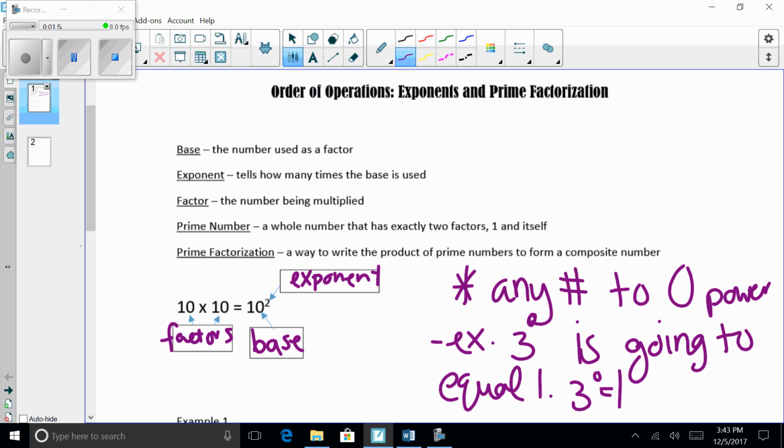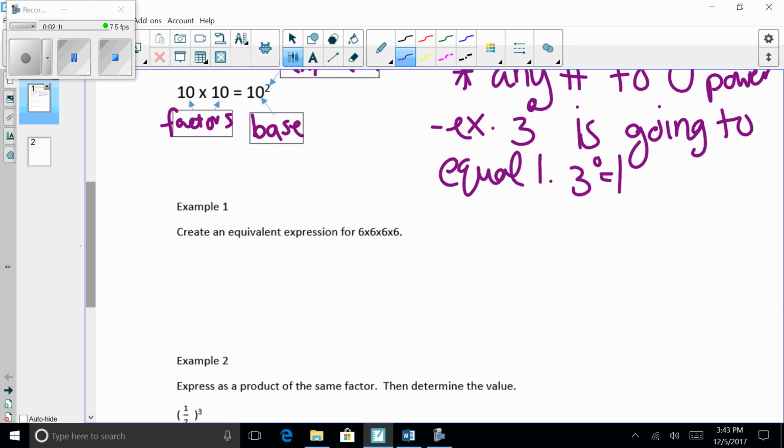You don't see this very often. However, you do see it at times. It's just kind of one of those things that you're expected to memorize. So anything to the 0 power is always going to get 1 as an answer. Okay, so let's look at these examples.